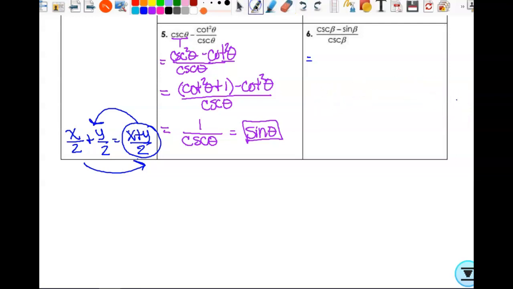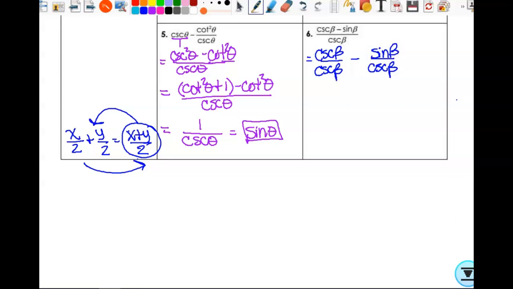All right, so here I'm going to have 2 fractions, both with cosecant beta in the denominator, because that's the way denominators work. And the numerator of the first one is going to be cosecant beta. The numerator of the second one is going to be sine beta.